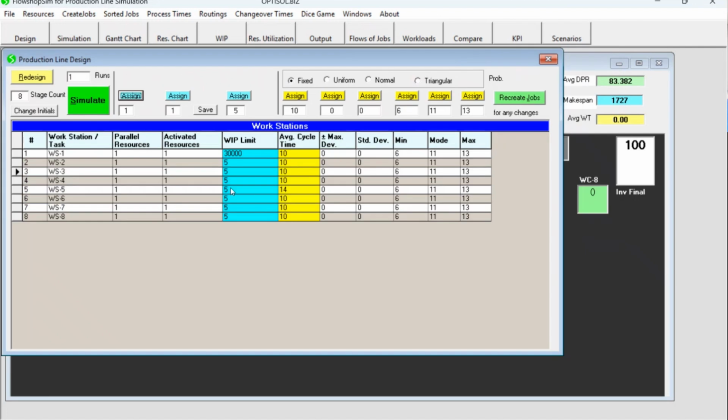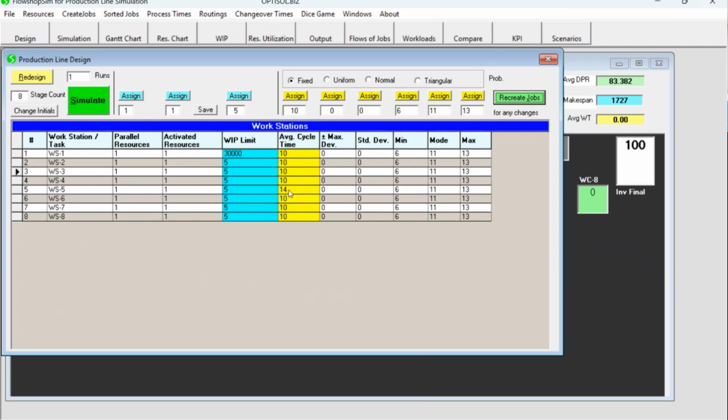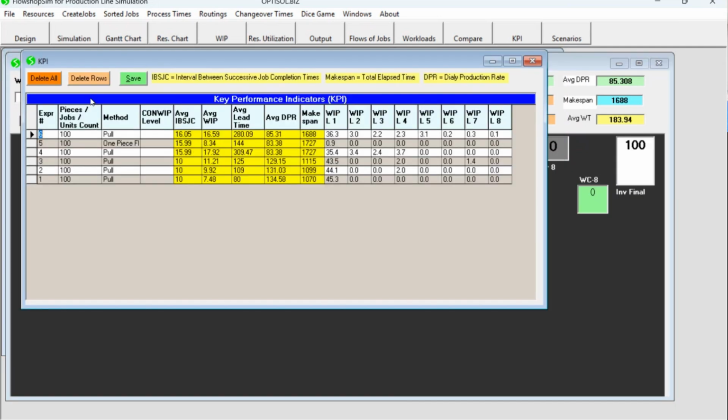The resources are available all the time except during the repair time. So now let us simulate this scenario. Let me create the jobs accordingly. Note that there's a bottleneck. I'm going to simulate. Now, the average daily production is 85.31. The system is producing one piece every 14 minutes. It is taking 16 minutes on average to produce a piece. This is the average WIP.